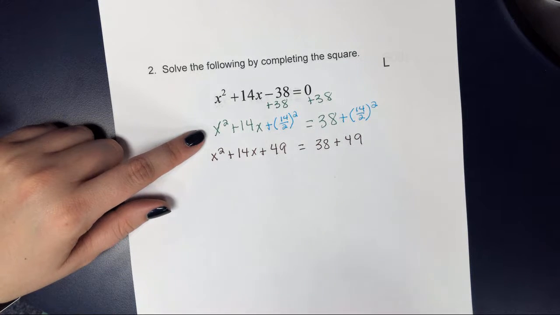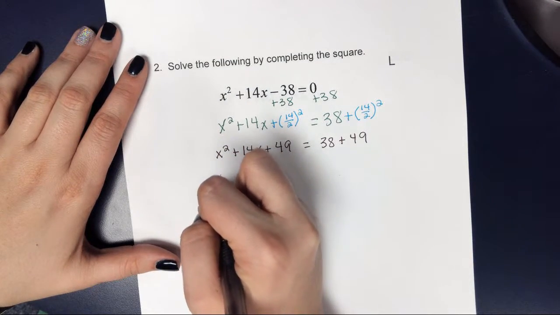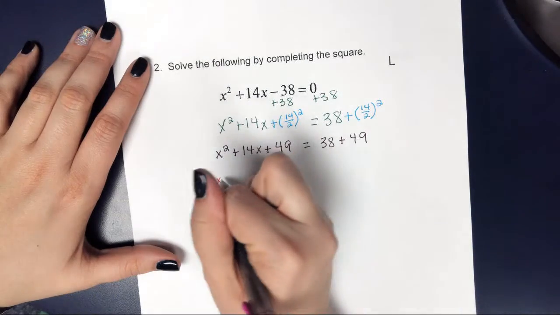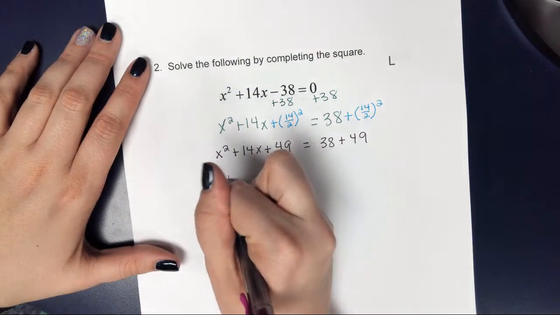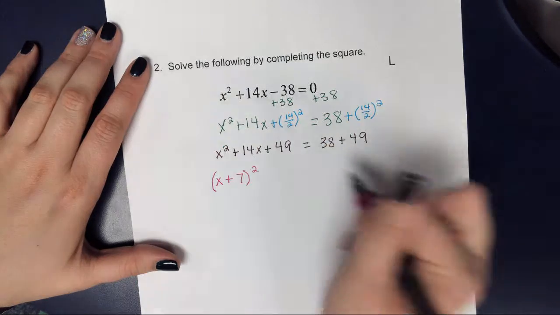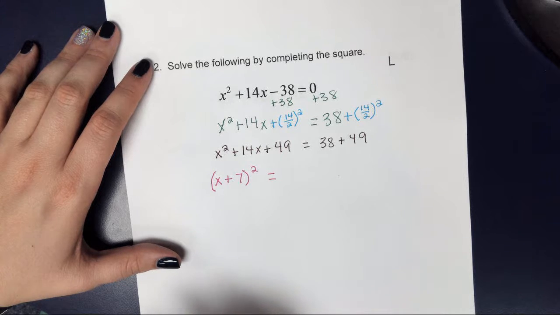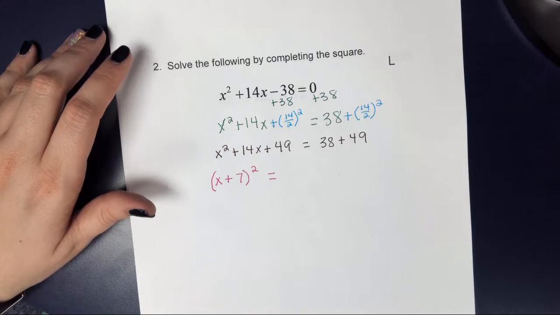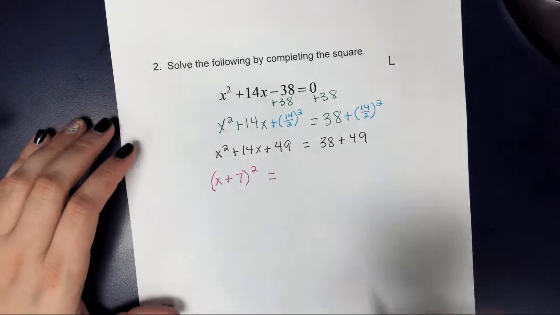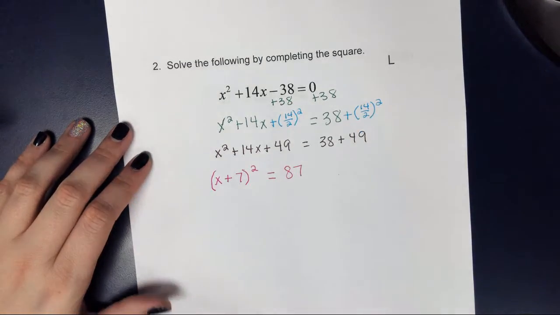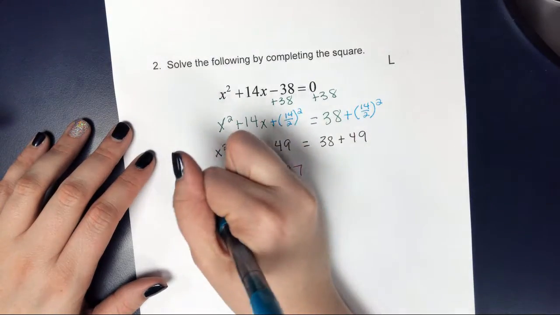Alright, so now I'm going to look at this and I'm going to do x squared. But instead of x squared, I'm going to take it to a single x because I want to factor this out. So x plus 7 squared equals 38 plus 49. Put that in your calculator, 38 plus 49, and you're going to get 87. All right. So then I'm going to take the square root of both sides.